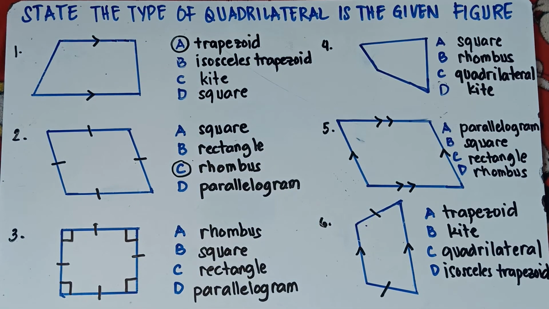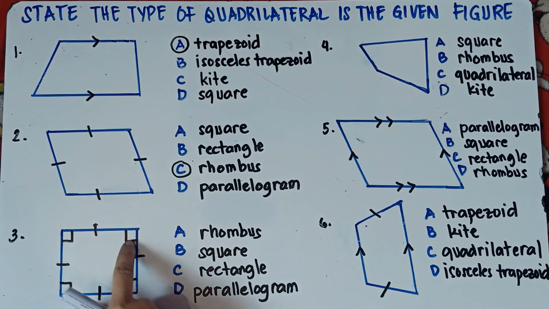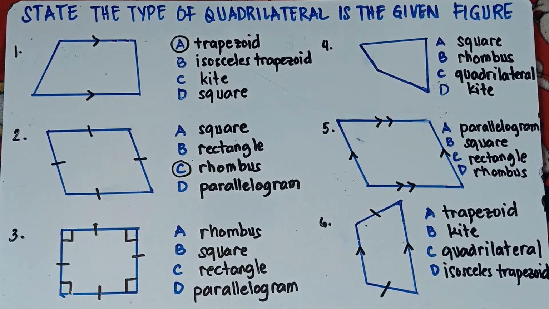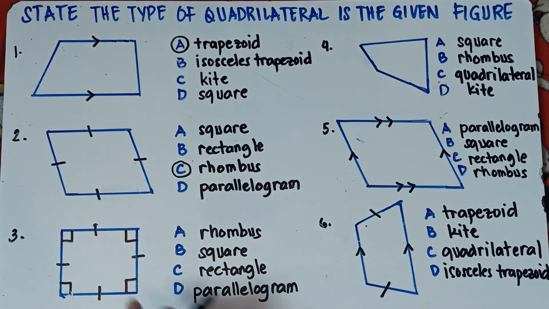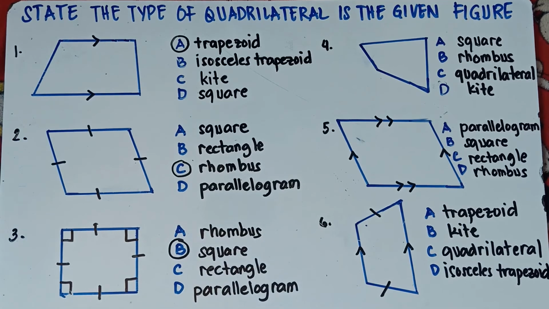Alright, number 3, class. What's the answer? So given 4 equal sides and 4 right angles. So is it A, rhombus, B, square, C, rectangle, D, parallelogram? That's correct. It should be square. All sides are congruent and 4 right angles. Letter B for number 3.